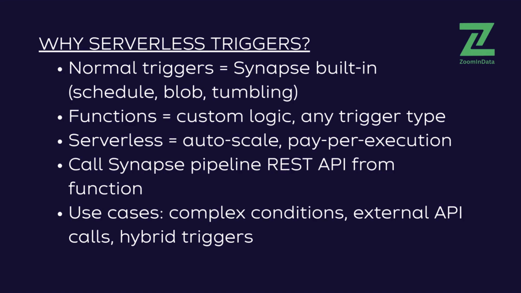Synapse has great built-in triggers: schedule, blob, tumbling window. But what if you need custom logic? Check a weather API before a run, wait for 2 files, trigger from an external app. Azure Functions is serverless code, runs only when triggered, scales automatically, costs pennies. Functions can call the Synapse Pipeline REST API, starting any pipeline from anywhere. Combine power: Synapse for heavy ETL, functions for smart triggers. No servers to manage, no idle cost, perfect.